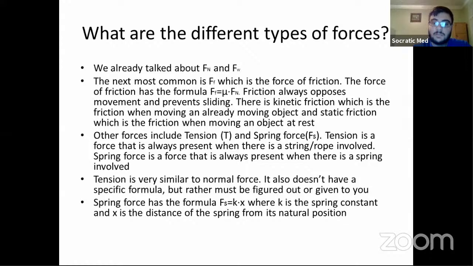Spring force does have a formula, and it's the same formula that was put in the chat earlier, Hooke's law, where the force of the spring is equal to kx. K is the spring constant. There's not a set value for the spring constant. It depends from spring to spring. Each spring has its own spring constant, and they'll give that to you. Or they may ask you to find that. X is the distance of the spring currently from its natural position. Like I mentioned, if you have this spring, this is its natural position.